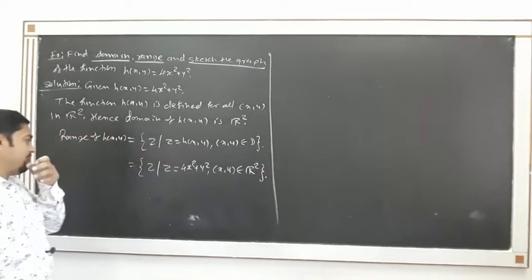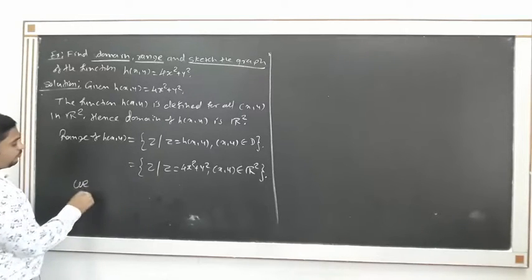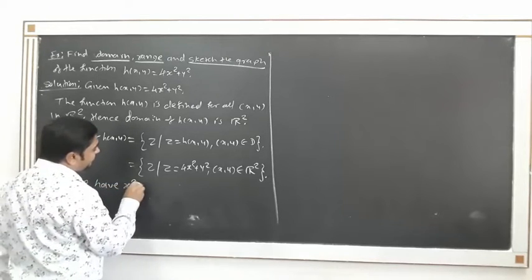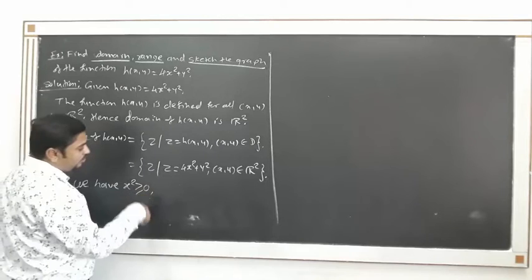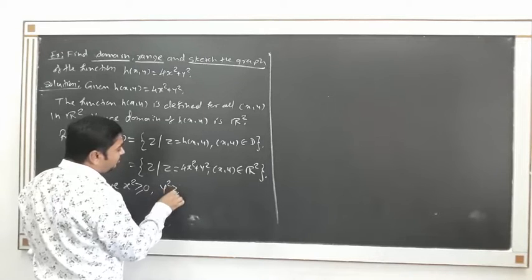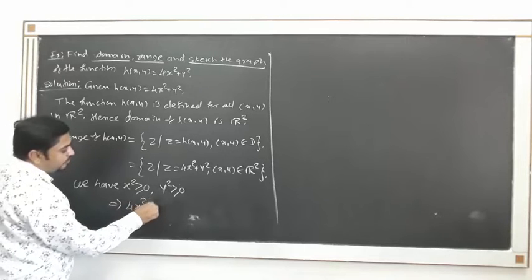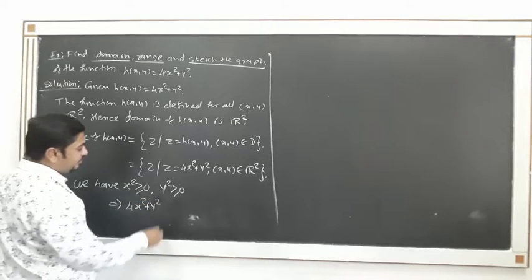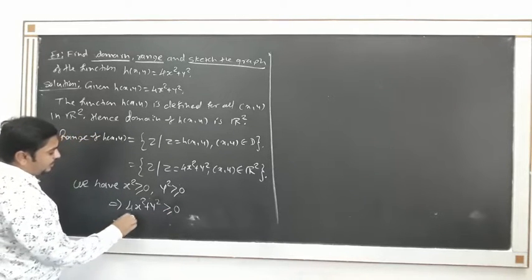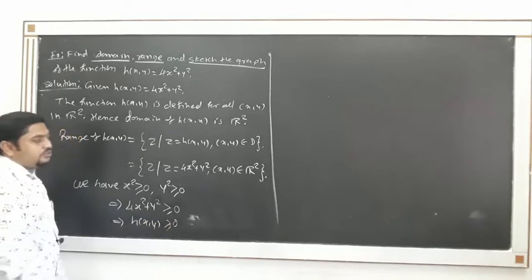Okay, domain of the function. So what we can say is that the value of x² is always non-negative, and the value of y² is always non-negative. So 4x² plus y² is always non-negative, and this implies that h(x,y) is always non-negative.